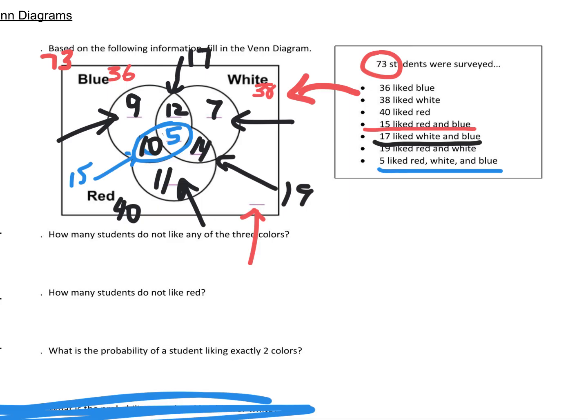9 plus 12 plus 7 plus 10 plus 5 plus 14 plus 11 is 68. So if that's 68 and I want it to add up to 73, I'm going to do 73 minus 68. And I think I can do that in my head. Did you guys get 5 for that? I think it's 5? Yeah. Okay. All right.